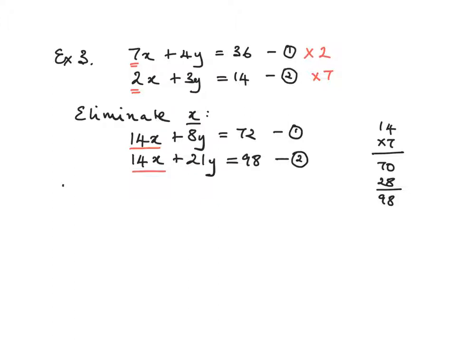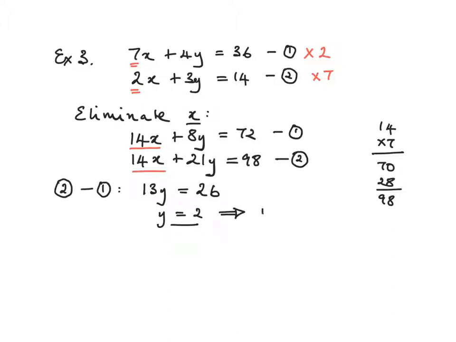Now, there's a reason for me subtracting in the order 2 take away 1. I wonder whether you can see what that is. 14 take away 14 is 0. 21y take away 8y is 13y. 98 take away 72 is 26. Divide by 13 and we get the answer y equals 2.